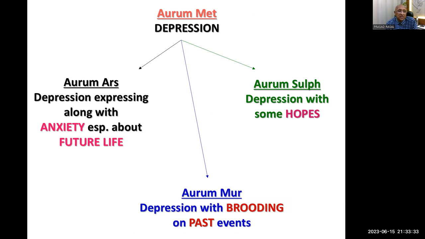Aurum arsenicum depression is expressed along with anxiety, especially about future life. Those come with the anxiety of arsenic, with continuous thinking about future life. Aurum muriaticum depression is with brooding on past events, like the muriaticum aspect. Aurum sulfuricum is where depression is associated with some hopes of sulfur. So this is what we have to understand. This gives you a different aspect of looking at the aurum salts, and once you understand this, it becomes rather easy to catch the remedy from the case. So this is what we have learned today.